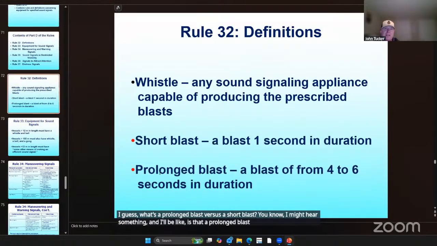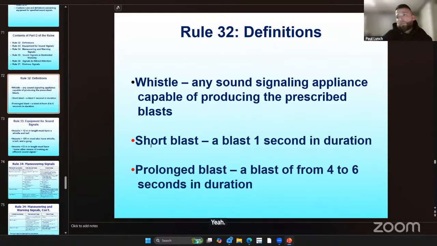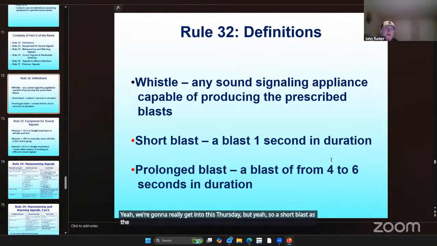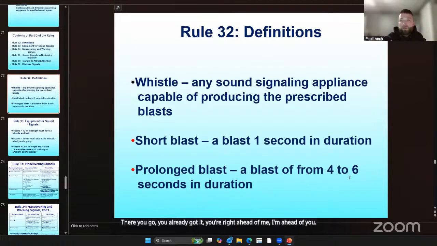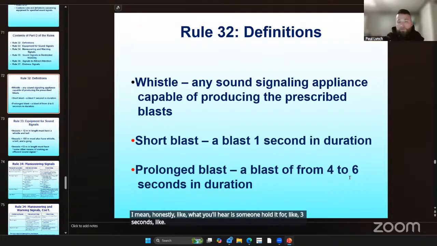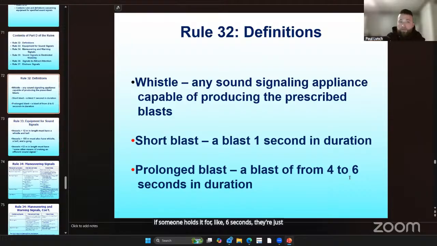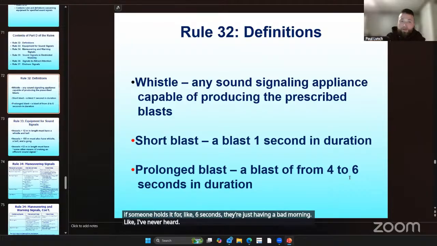Yeah, we're really going to get into this Thursday, but a short blast has a duration of 1 second, and a prolonged blast has a duration of 4 to 6 seconds. There you go, you already got it. You're ahead of me. Honestly, what you'll hear is someone hold it for like 3 seconds. If someone holds it for 6 seconds, they're just having a bad morning. I've never heard someone hold a horn for that long.